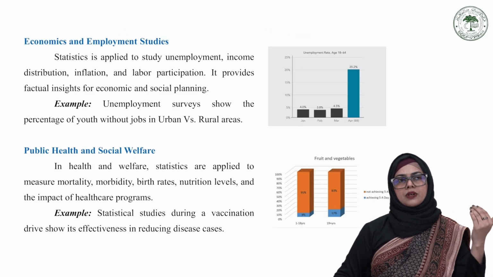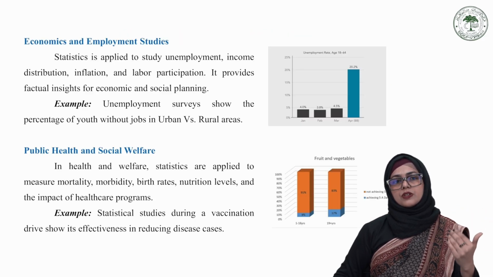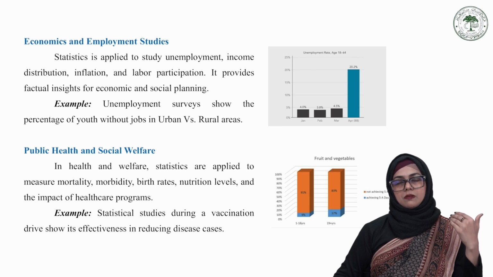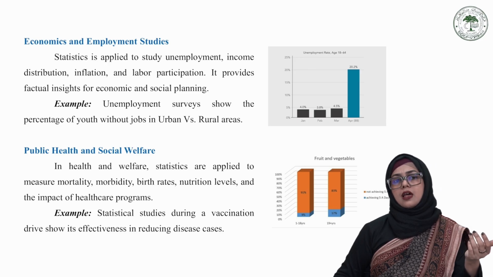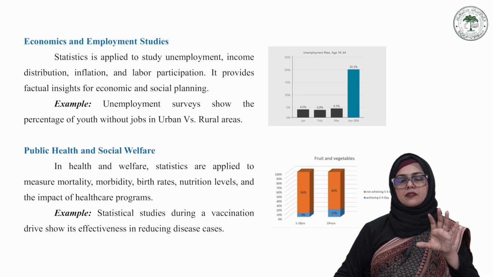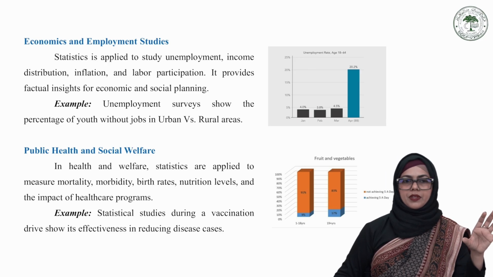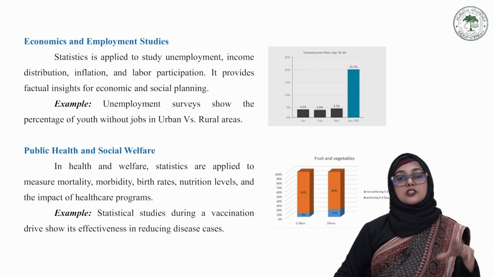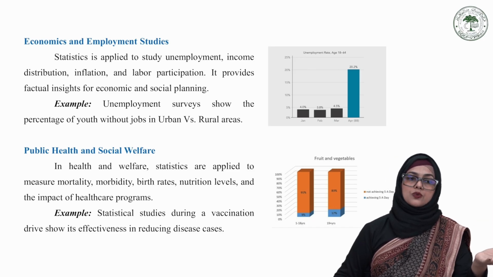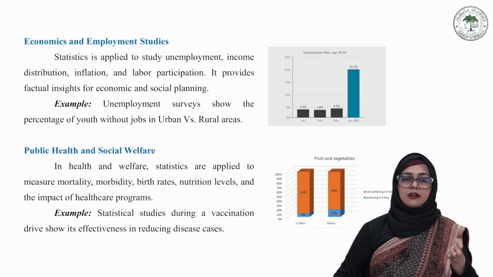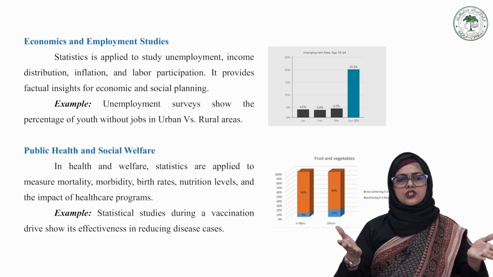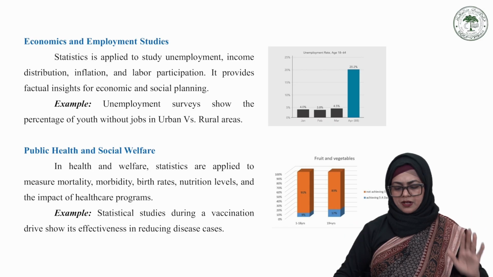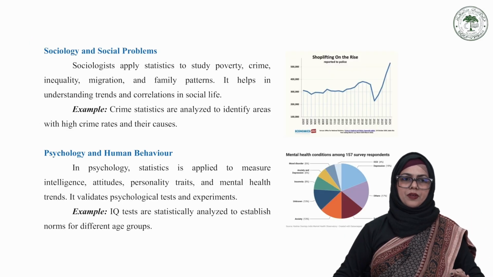Then even in economic and employment studies, we find that statistics is helping in the social science field. So we can see the inflation, the labor market, the income distribution, and especially the unemployment that is prevailing in the rural and the urban areas. And let's not forget public health and social welfare. Here also we find, if we want to study mortality, morbidity, birth rate, and nutrition level, all that can be done through statistical studies, right?